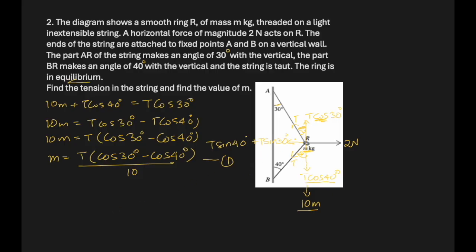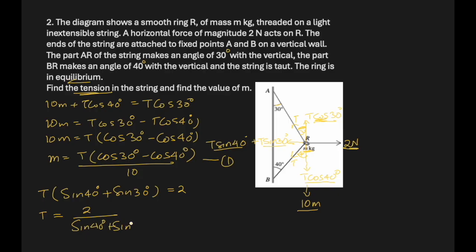Let's go to the other component, which is T sine 40 and T sine 30. Their sum should be equal to 2 newtons. So I will take T common from both: T times (sine 40 plus sine 30) equals 2. So we got T straight away. They asked for the tension also. So T will be 2 divided by (sine 40 plus sine 30 degrees). Let me use my calculator to find out how much this is.